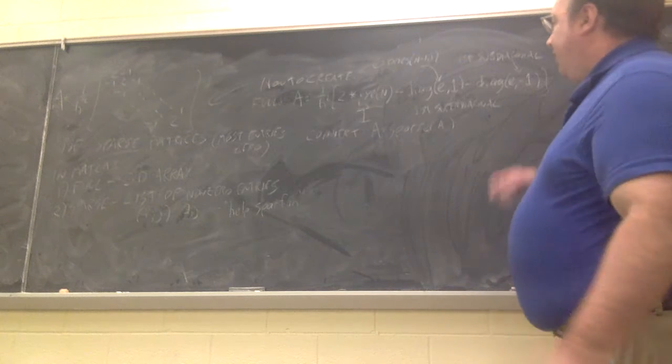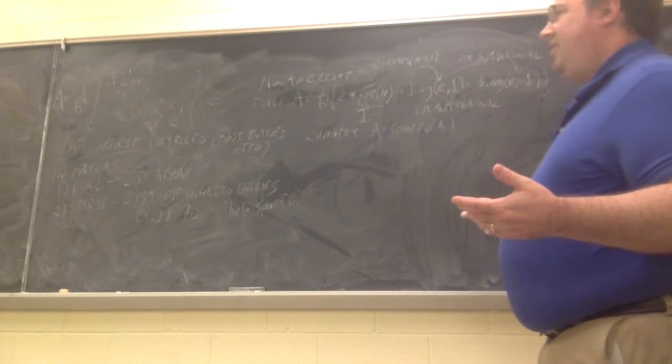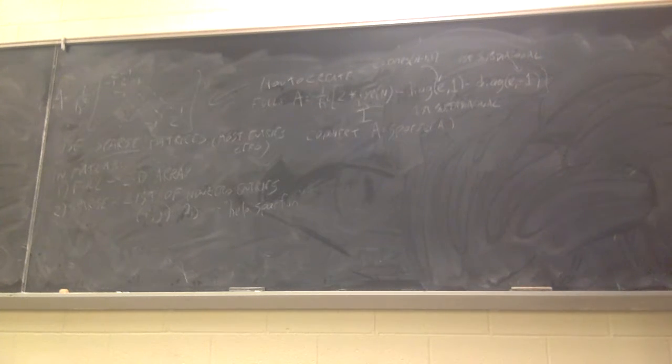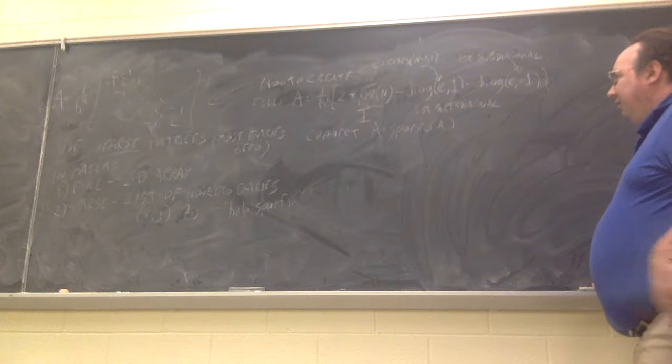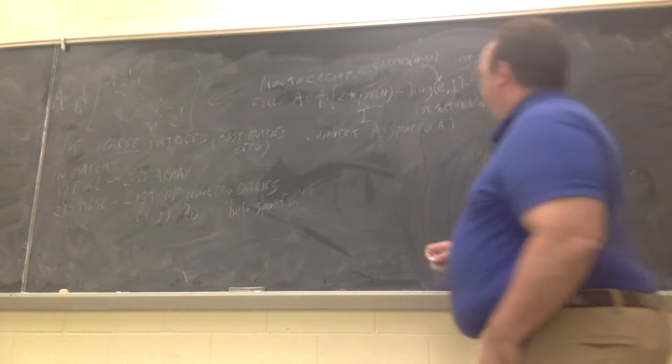If I wanted to go the other way, if I had a sparse matrix, I could say full A to convert to a full matrix. So that's one way you can create A. But it's not really the preferred way. Let me explain the preferred way and then talk about the 2 different approaches.